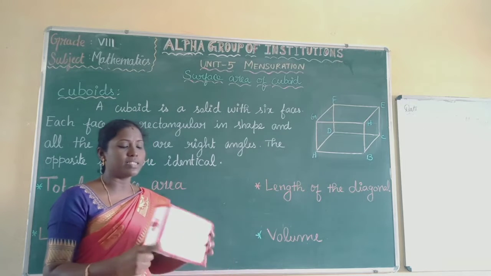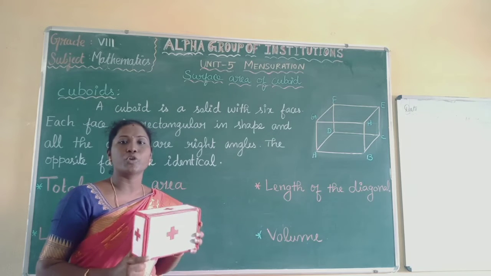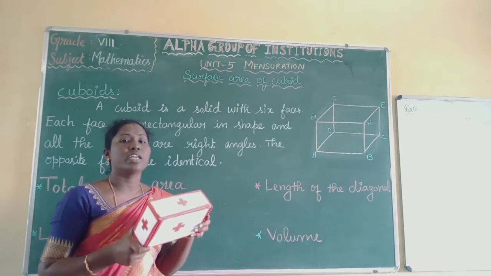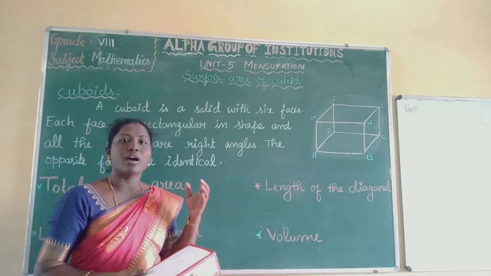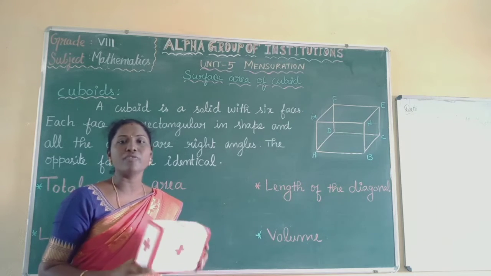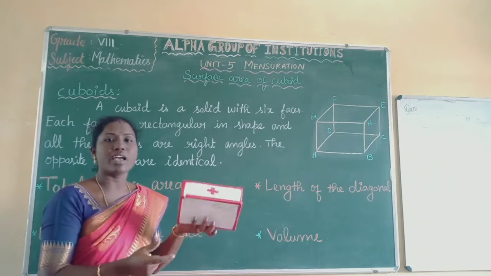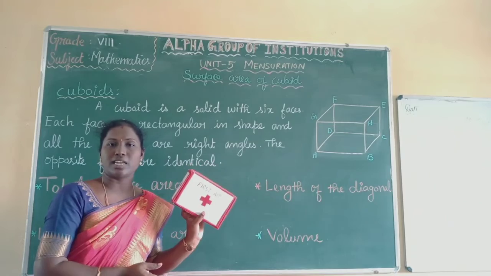For example, see here. In our day-to-day life we come across the shape of a cuboid in our home, isn't it? In our pencil box, books, our fish tank. We see many shapes around us in the form of a cuboid. Here I have an example of a cuboid, a first aid box.